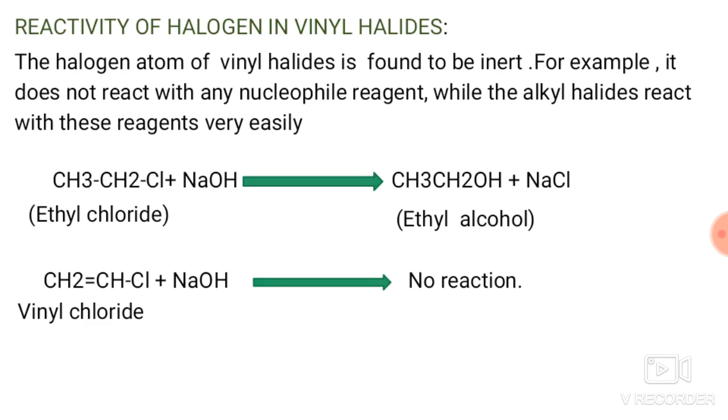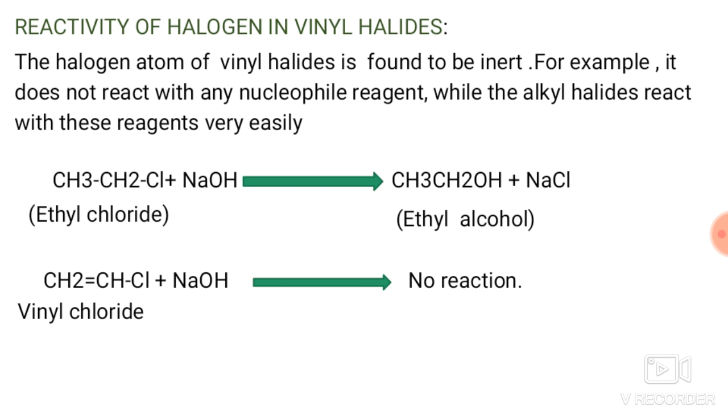The reactivity of halogen in vinyl halides. The halogen atom of vinyl halides is found to be inert. That means it does not react with any other reagents. For example, it does not react with any nucleophilic reagent, while the alkyl halides react with this reagent very easily.